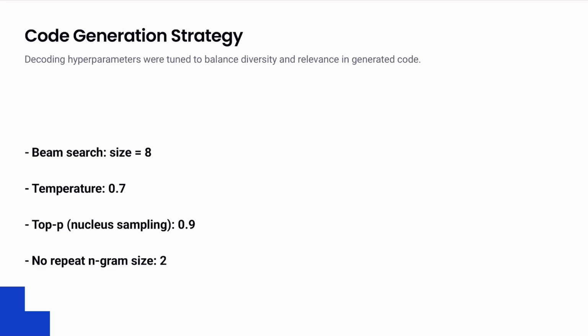These are the decoding hyperparameters we used when generating Python code from the trained model. We used beam search with size 8 to explore multiple decoding paths and pick the most likely one. In sequence generation, beam search helps the model consider multiple possible outputs, which improves the quality of the final code. A temperature of 0.7 and top-p sampling at 0.9 were applied to introduce a bit of diversity while staying within a reasonable range. We also blocked repeating phrases using no_repeat_ngram_size 2.